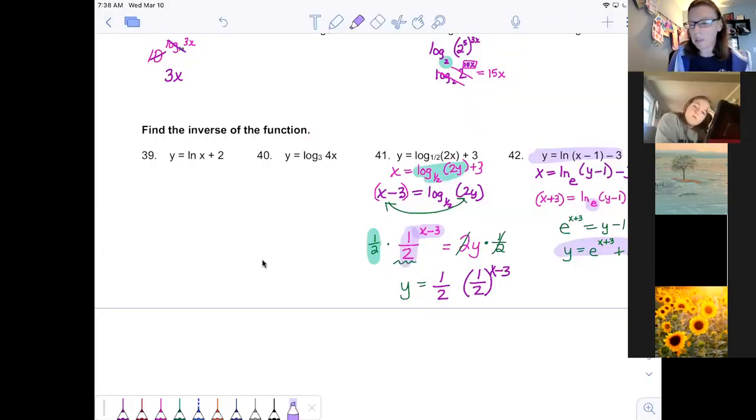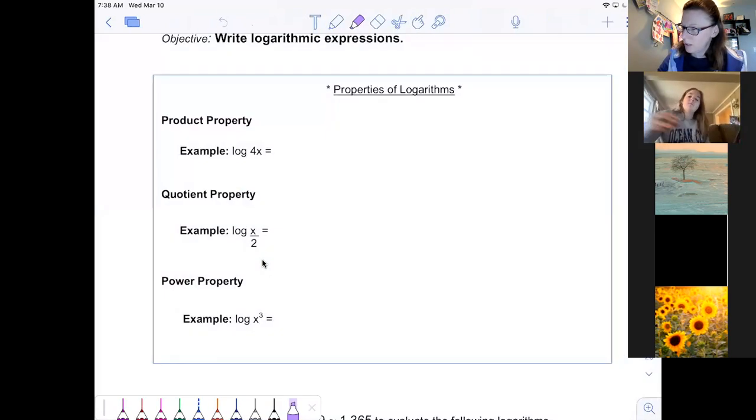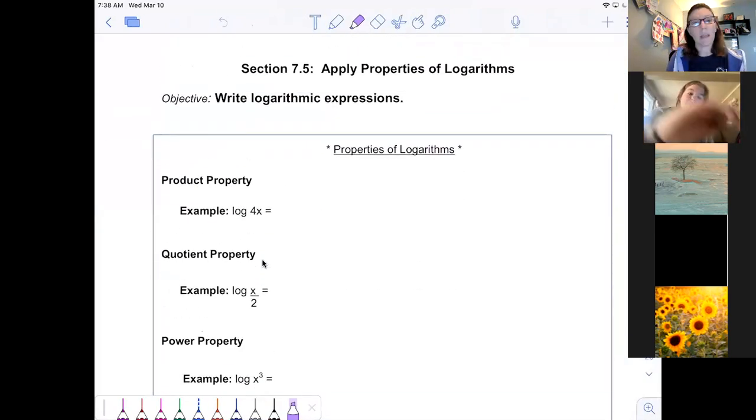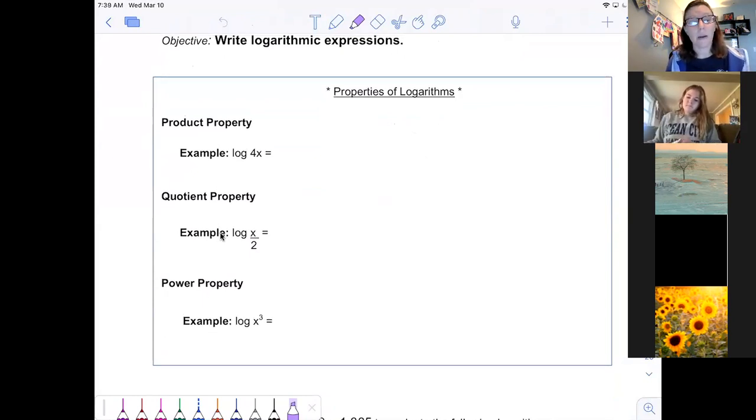So if you could please take out that chapter 7. We are on page 19. And as I said, we're going to look at some properties of logs today. And these are just properties of logs, logarithms. And there are 3 properties that we're going to talk about.